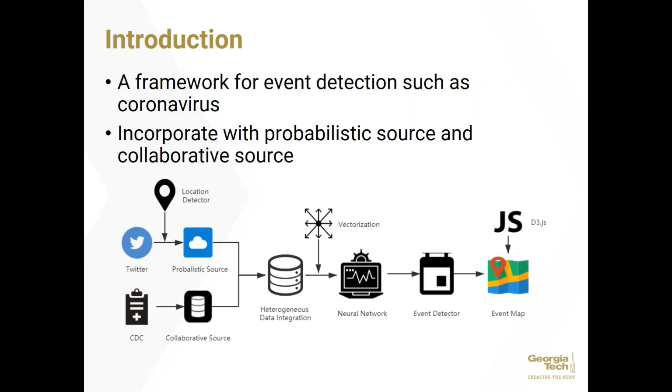We have a location detection model to detect the place names in the text. After the integration of both kinds of data, we use vectorization techniques to convert the text into vectors that are needed for the input layer of our neural network. We use a convolutional neural network as our text classifier to detect whether the event happens or not. And we post that event on the event map using D3.javascript.